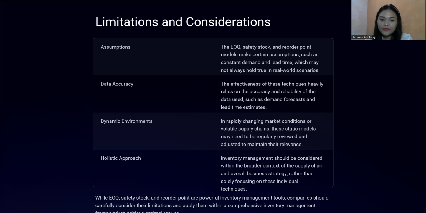Dynamic environments. In rapidly changing market conditions or volatile supply chains, the static models may need to be regularly reviewed and adjusted to maintain their relevance. Holistic approach. Inventory management should be considered within the broader context of the supply chain and overall business strategies, rather than solely focusing on these individual techniques.